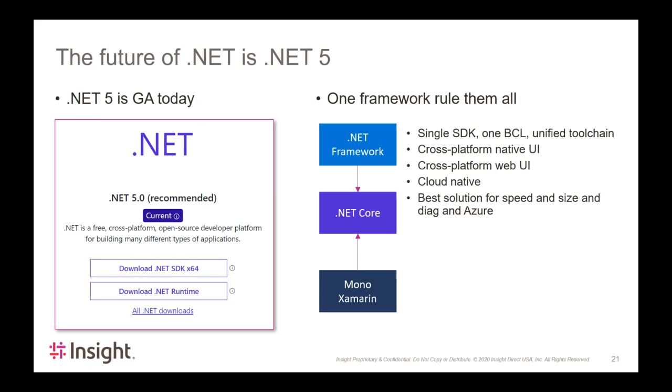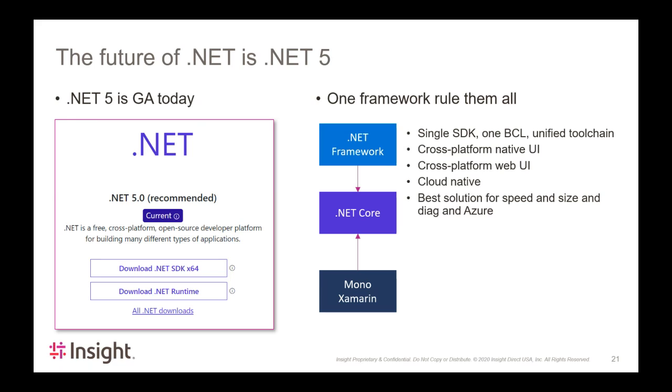So now we have one framework to rule them all. We want no more .NET Core, .NET Framework, or anything else. Everything is .NET 5, based on .NET Core, unfortunately. Your WPF will break. If you call Windows.system, the application will break. Sorry about that. And Microsoft is basically trying to advocate a single SDK, one base class library, unified tooling, cross-platform, cloud-native.